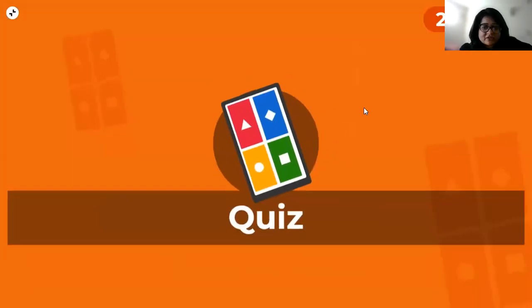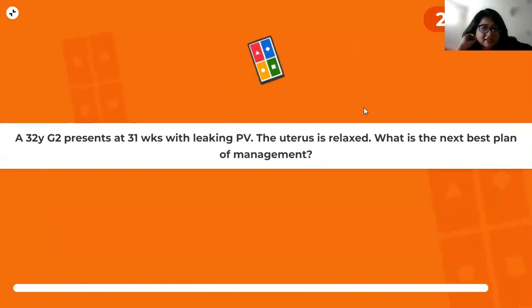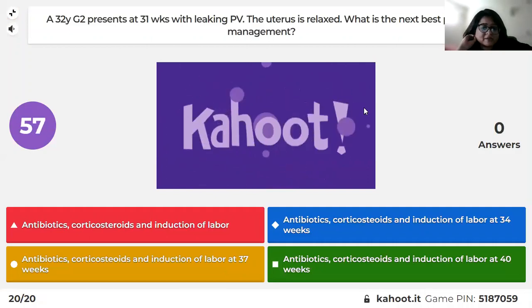Okay, and last question. I think this is on PROM. A 32-year-old G2 at 31 weeks with leaking. The uterus is relaxed. What is the next best plan of management? She comes with preterm pre-labor rupture of membranes.